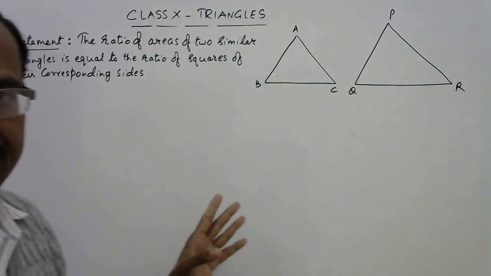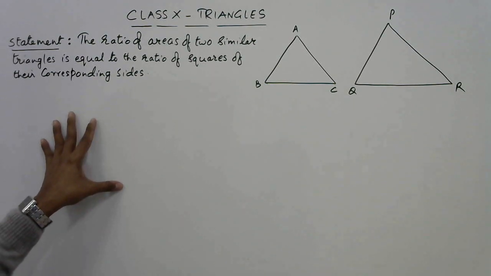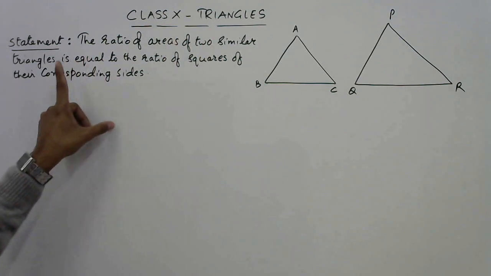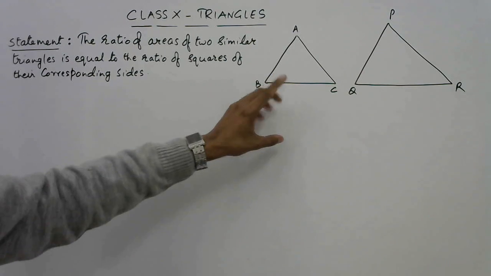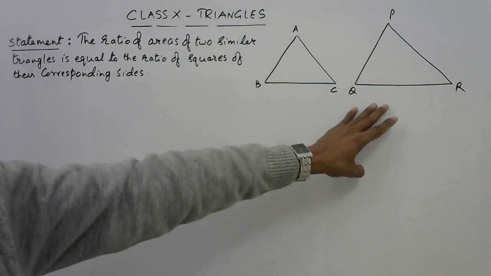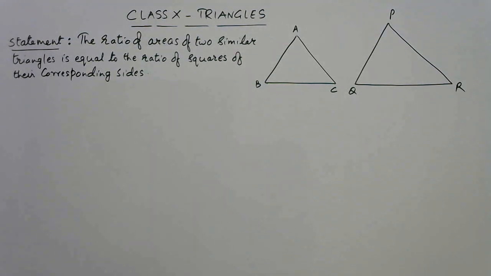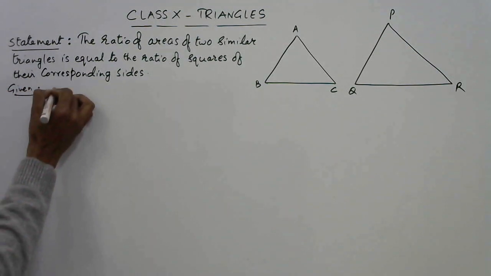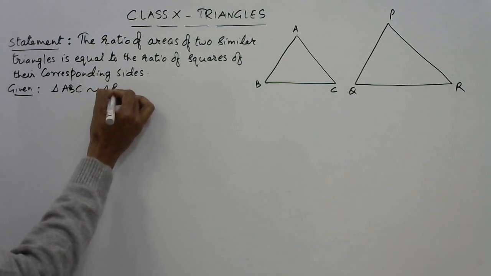So let's see the theorem first. The statement of the fourth theorem goes like this. The ratio of areas of two similar triangles, very important, two similar triangles. So these two triangles, triangle ABC and triangle PQR, they are given as similar. So let's write what is given in the theorem. It is already given that triangle ABC is similar to triangle PQR.